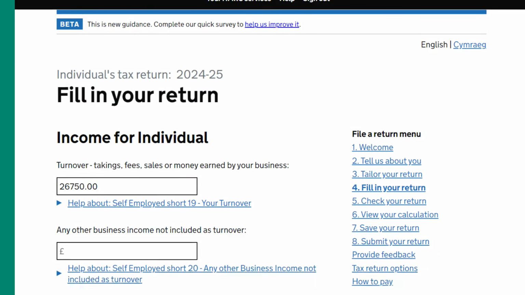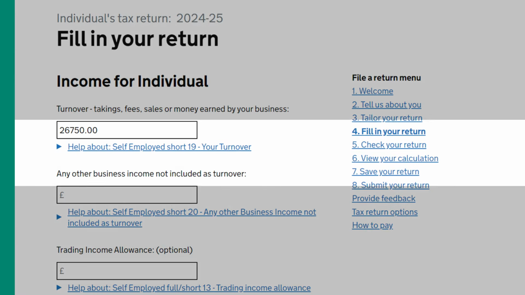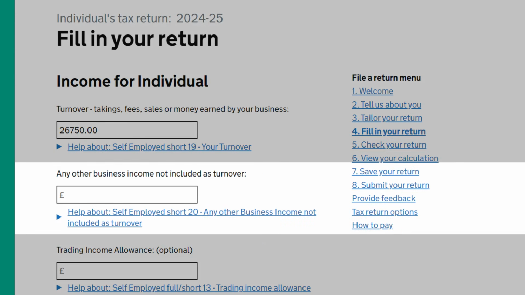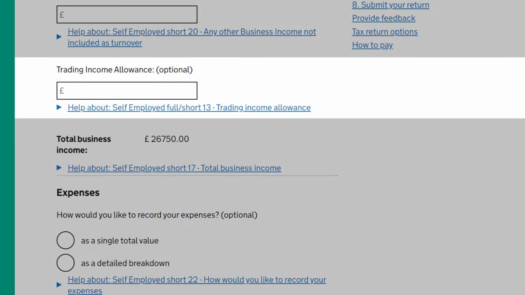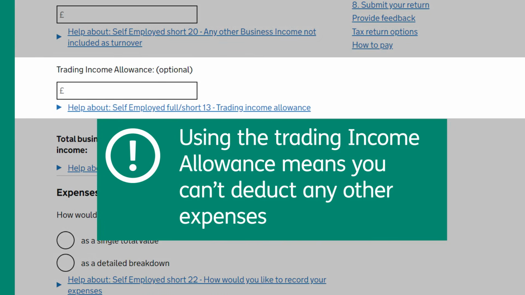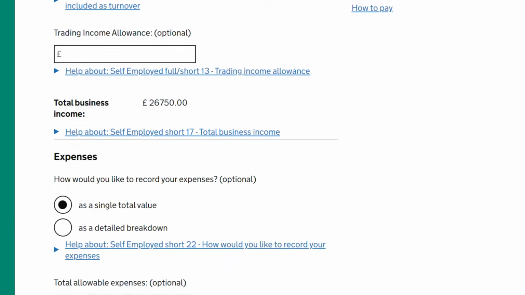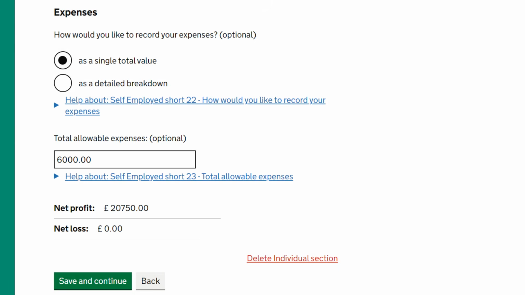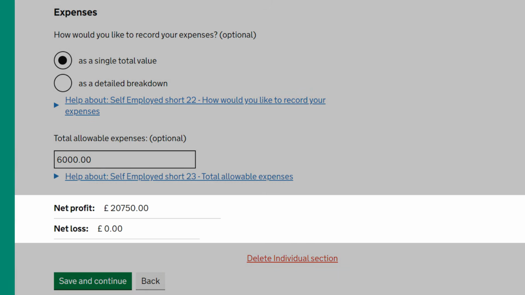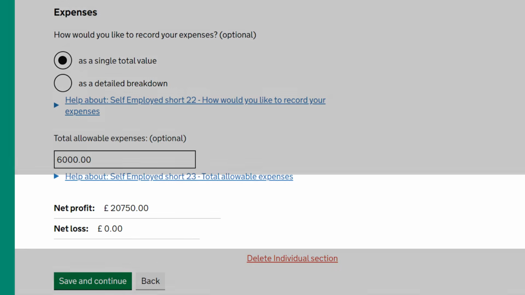On page 4, enter your turnover. Show any other business income here. You can claim the £1,000 trading allowance here, but this means you can't deduct any other expenses. If you're not using the trading allowance, show your allowable expenses further down the page. When your figures are in, your calculations will appear at the bottom of the screen.